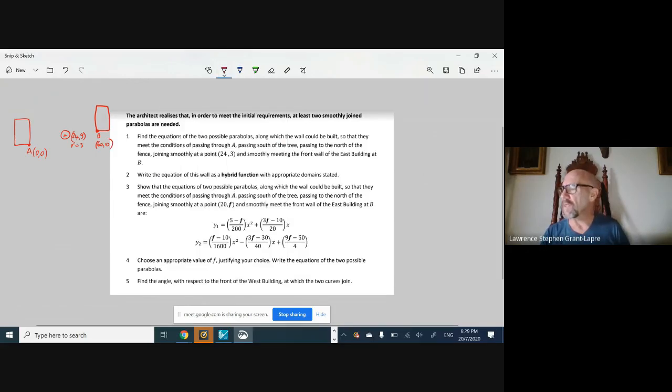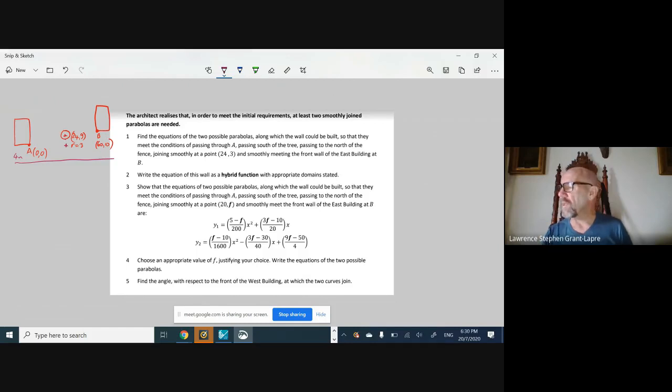Now the criteria states find the equation of two possible parabolas along which the wall could be built so that they meet the conditions of passing through A, passing south of the tree, passing to the north of a fence. The fence is 4 meters below, joining smoothly at the point 24, 3. Now 24, 3 is below 24, 9. That's 24, 6. It's 24, 9, so that's 24, 3.